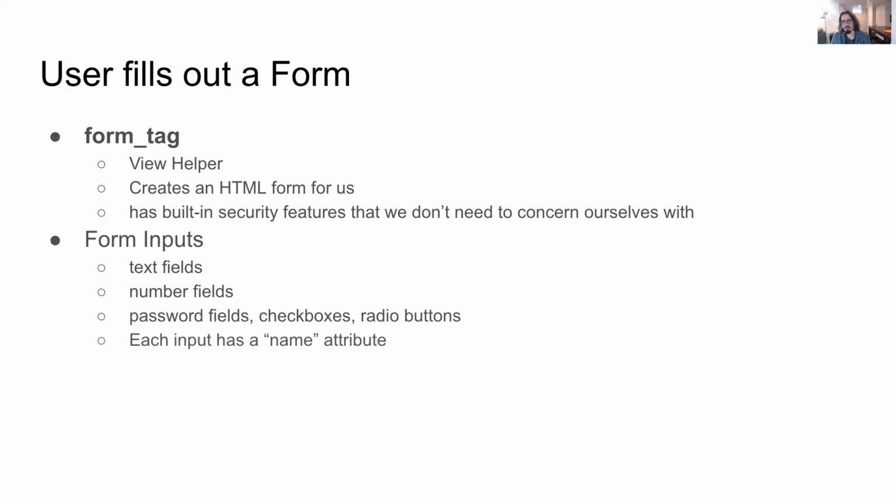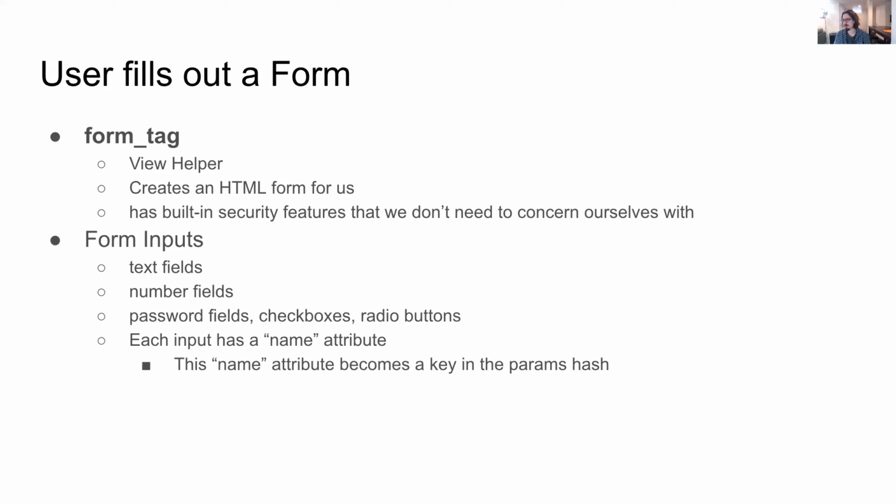Each of these inputs has a name attribute. In your HTML that's generated, it has a name attribute. This name attribute is the key in the params hash. So earlier we talked about how the params hash is going to accept all of our user input. Now all of our user input from our forms, that's also going to appear in our params hash.